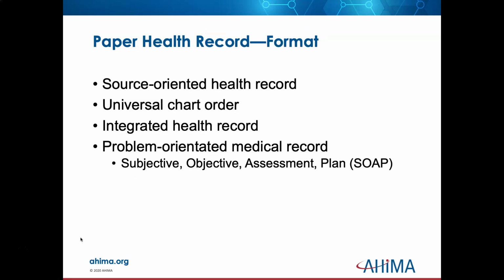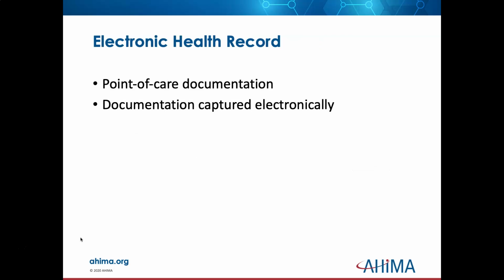Paper health record format, there is something called a source-oriented health record, and that is different than a problem-oriented medical record, which is different than an integrated health record, which is different than universal chart order. So I'm going to point you back to your book to look at the differences on those, and I'm going to skim right by. Electronic record, point of care documentation is really a part of that, and then it's captured electronically.